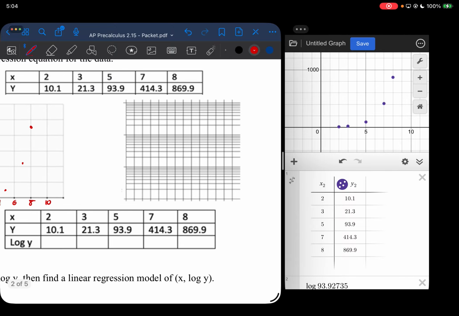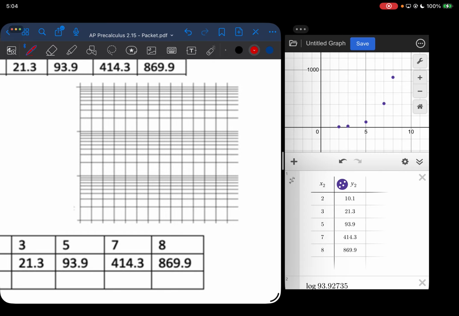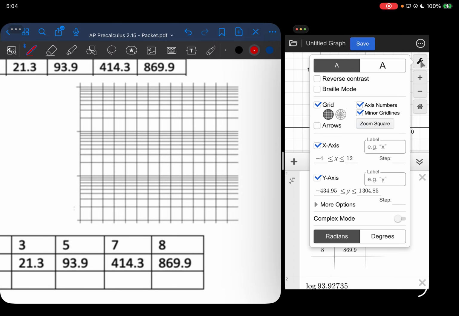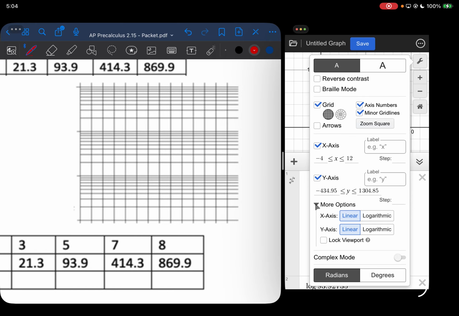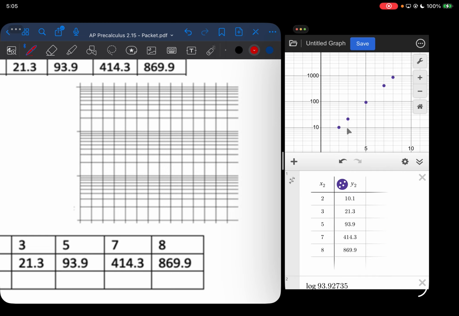But what about on log scale? Now you can actually do this in Desmos. If I click Graph Settings and go to More Options, I can make the y-axis logarithmic. And so now we go by powers of 10. So I have 10 to the first, 10 to the second, 10 to the third. But notice that the x's are still preserved. So 0, 2, 4, 6, 8, and 10.